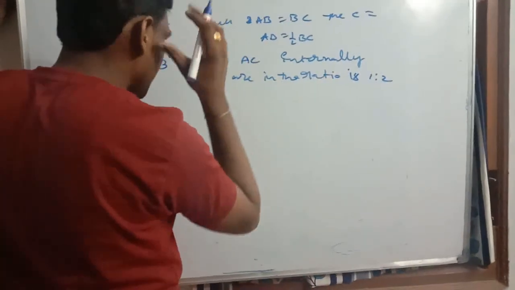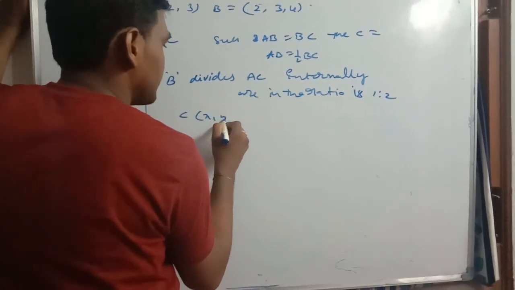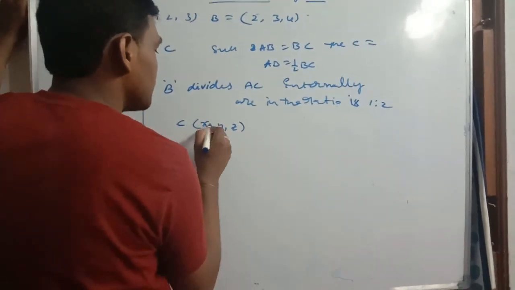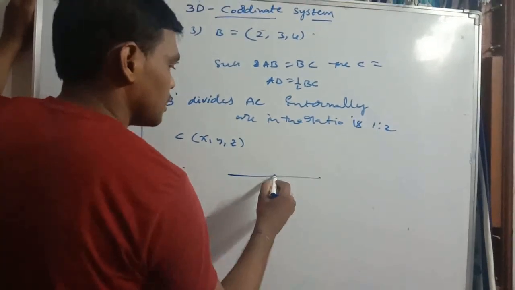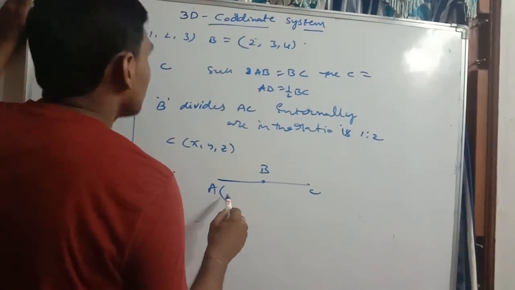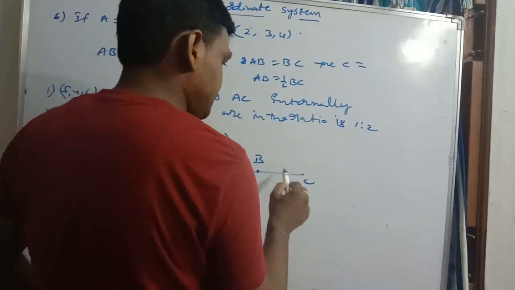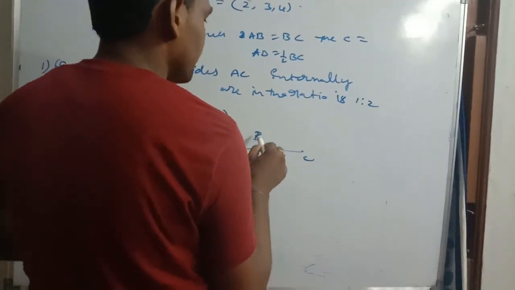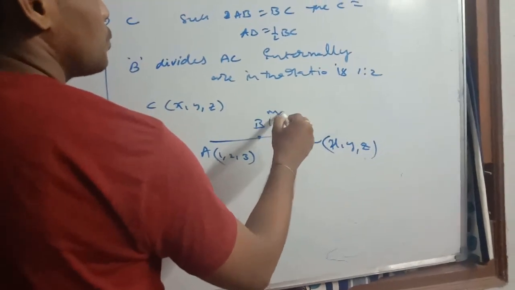Now here C coordinate, let us say C is x, y, z. Now to find out the C coordinate, B divides AC. Now here the A point is 1, 2, 3, and B divides in the ratio 1:2, this is m is to n.